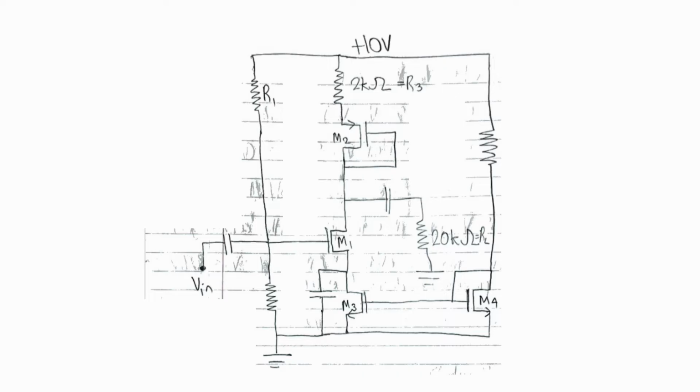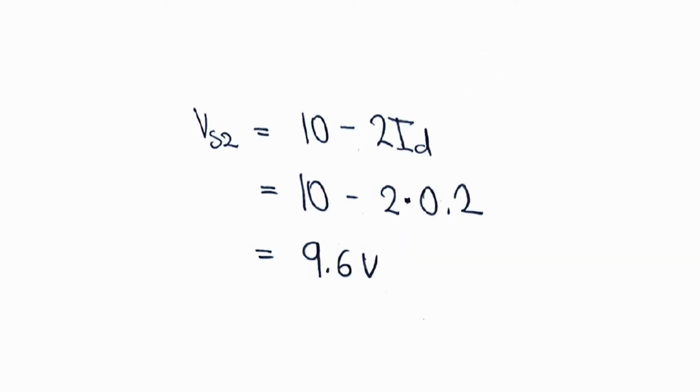We can also note that since we know the current that flows through transistor 2, we know the current that flows through R3, meaning we can use that to find the voltage drop across R3. Using those two facts, we can figure out that the voltage at the source of transistor 2 is just 10 minus the value of R3, which is 2, multiplied by ID.